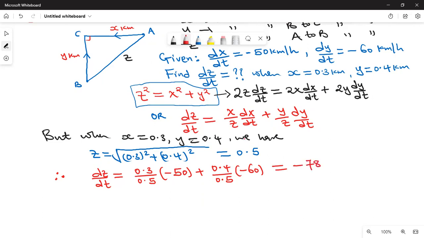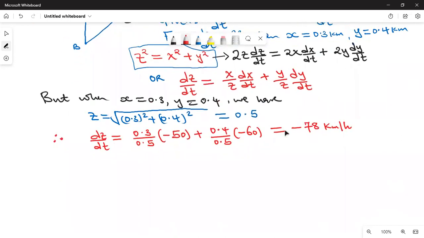The negative there means a decrease. So this is negative 78 kilometers per hour. So that is the rate at which the two cars are approaching each other when A is 0.3 kilometer and B is 0.4 kilometer from the intersection. Then there is a decrease because they're approaching each other. So they are trying to minimize the distance between them, or to reduce that distance between them. So that is all about question number 3.